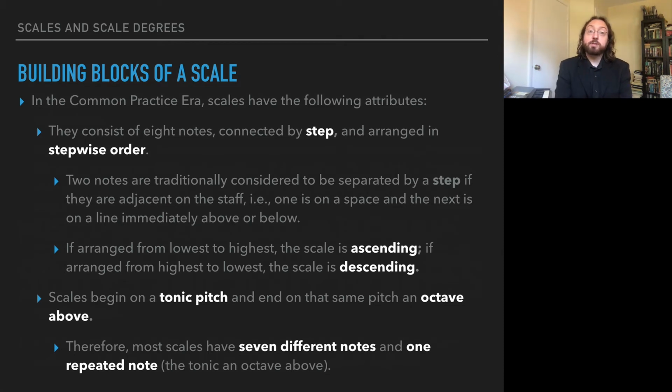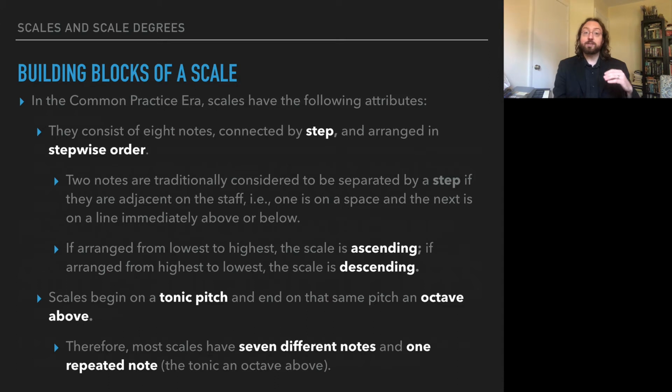In common practice era music, scales have the following attributes. First, they consist of 8 notes connected by step and arranged in stepwise order. 2 notes are traditionally considered to be separated by step if they are adjacent on the staff. In other words, if one is on a space and the next is on the line immediately above or below that space. If arranged from lowest to highest, the scale is considered to be ascending. If arranged from highest to lowest, it is considered to be descending.